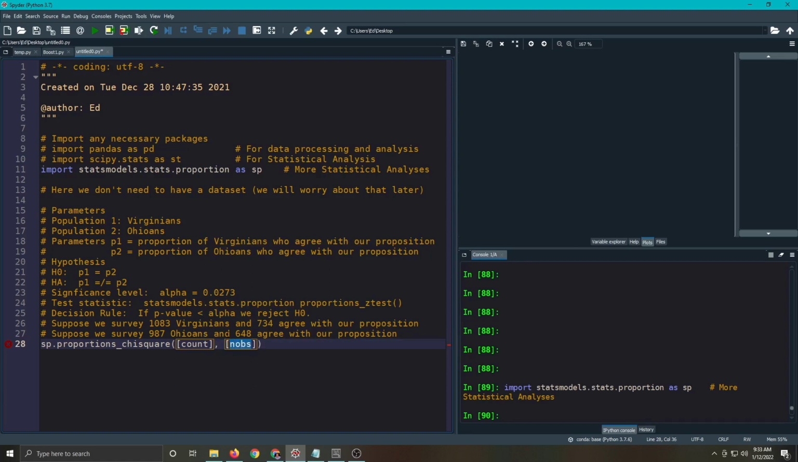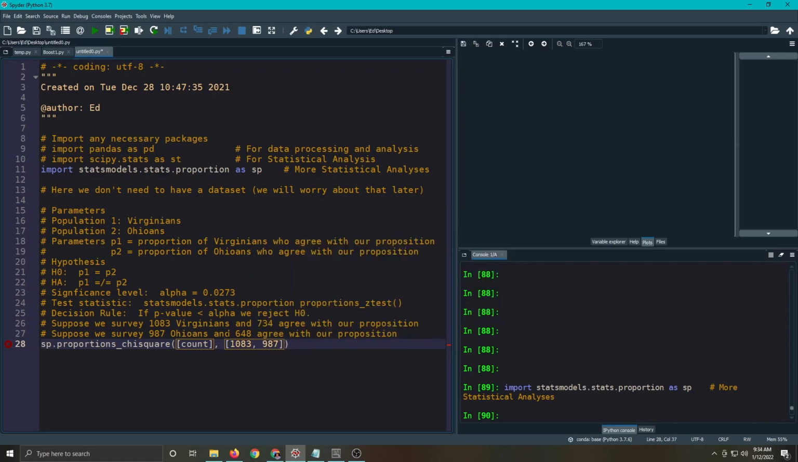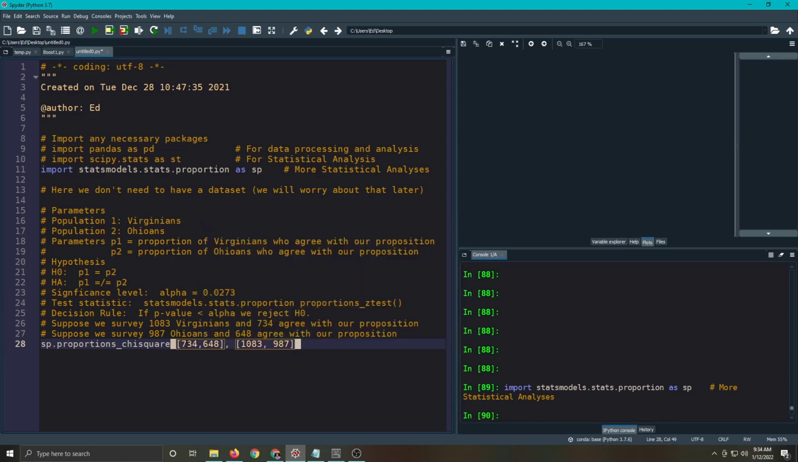So how many people were there? There were 1,083 in sample 1, and 987 were taken from population 2. And how many people agreed? There were 734 versus 648. Make sure you close off your brackets here, and this should do it. Notice that all of the counts are together, and all of the total numbers are together, so the number of observations are all in the same place. Let's give this a go and see what happens.